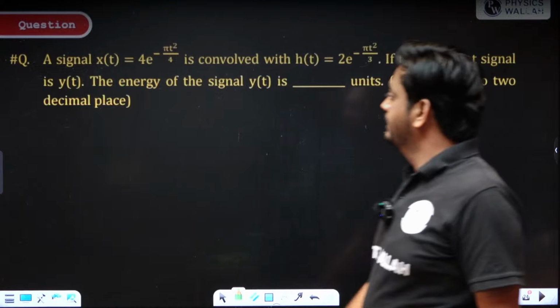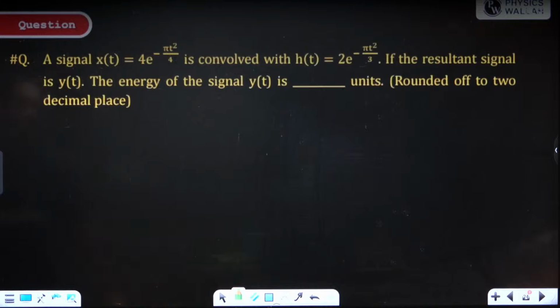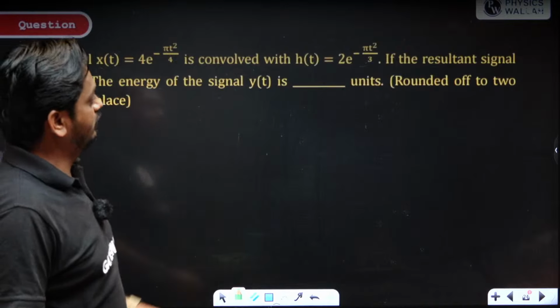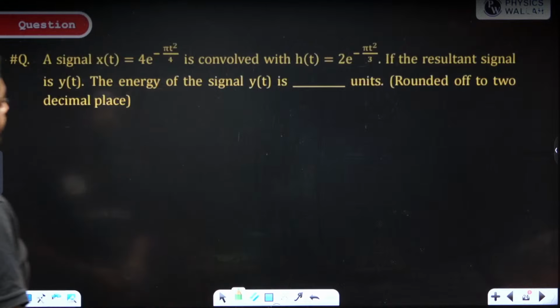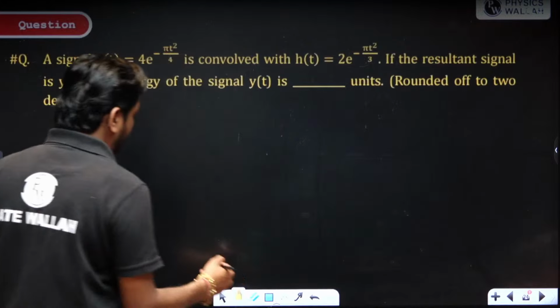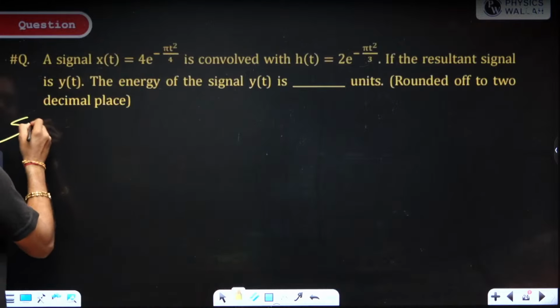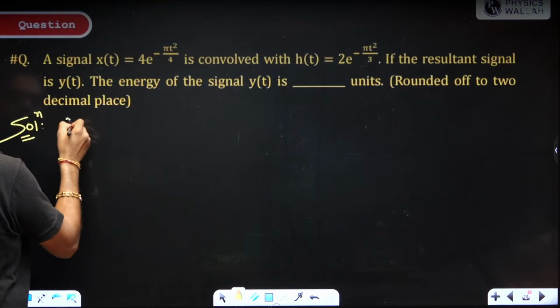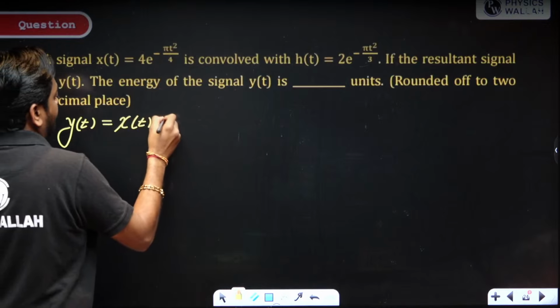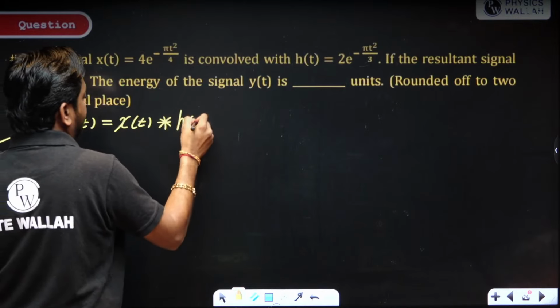See here. A signal x of t equal to 4 e to the power minus pi t square by 4, a Gaussian function, is convolved with another Gaussian function. If the resultant signal is y of t, the energy of the signal y of t is dash, rounded up to 2 decimal places. So this is convolution between two Gaussian functions, guys. y of t equal to x of t convolved with h of t.